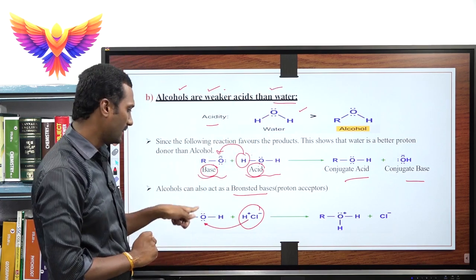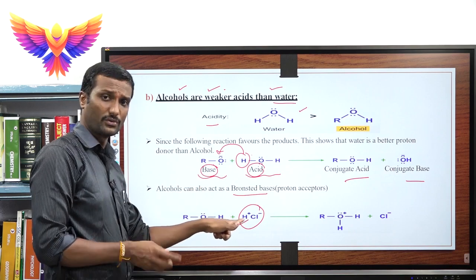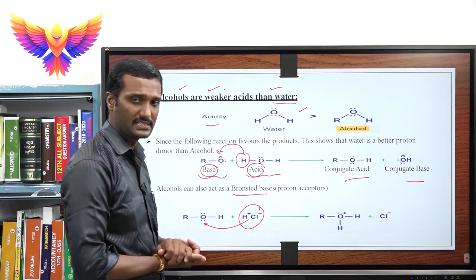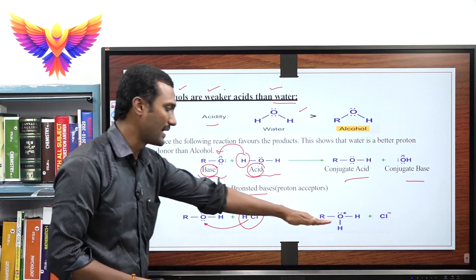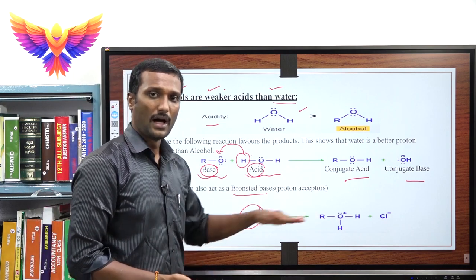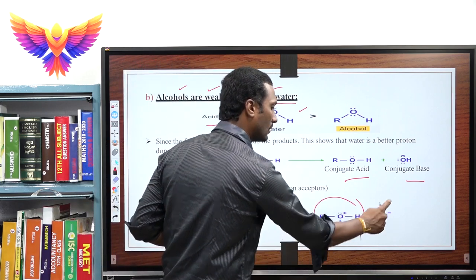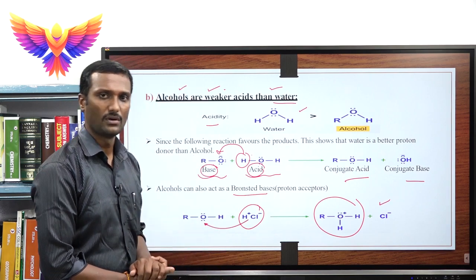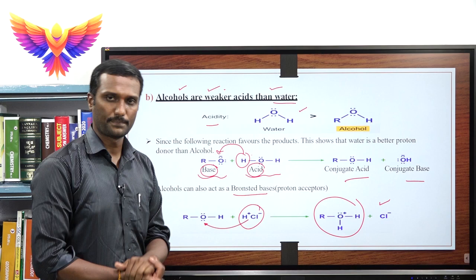So with alcohol and water, water gives hydrogen, and at the same time when you react alcohol with a mineral acid like HCl, that hydrogen is given to the alcohol to form a protonated alcohol, an oxonium ion, and chloride anion. This is how alcohol acts as a Bronsted base, which accepts a proton.